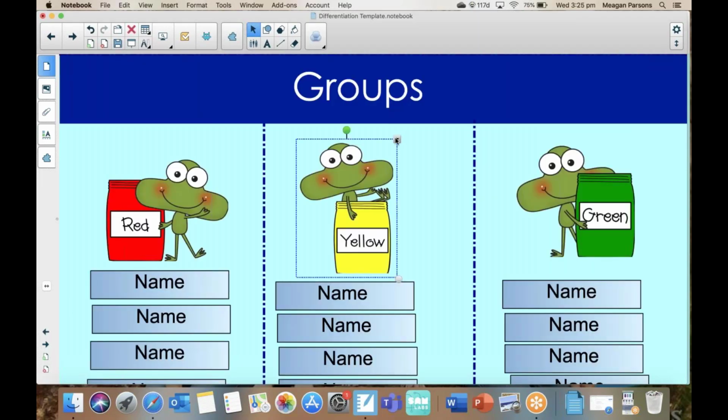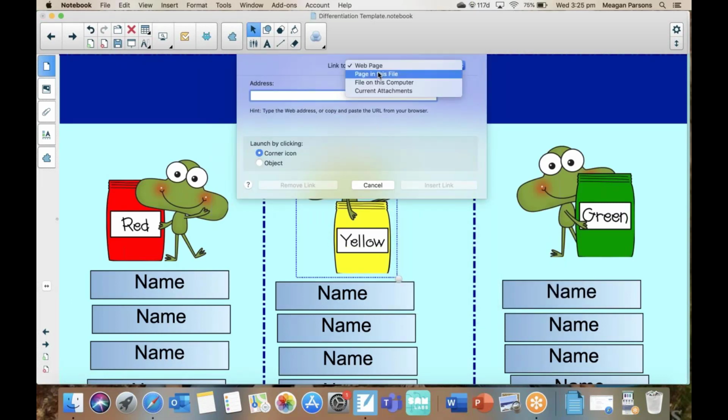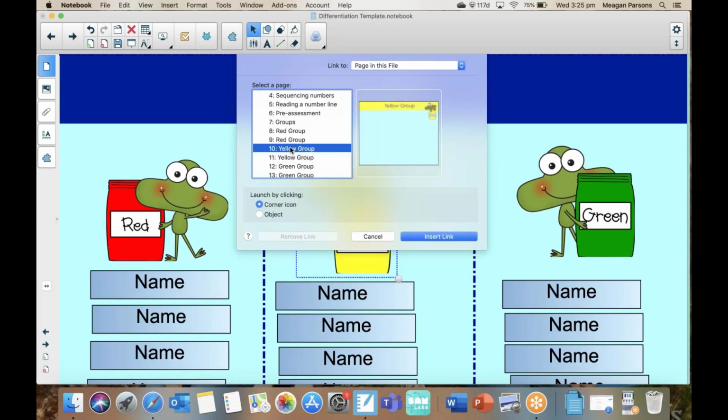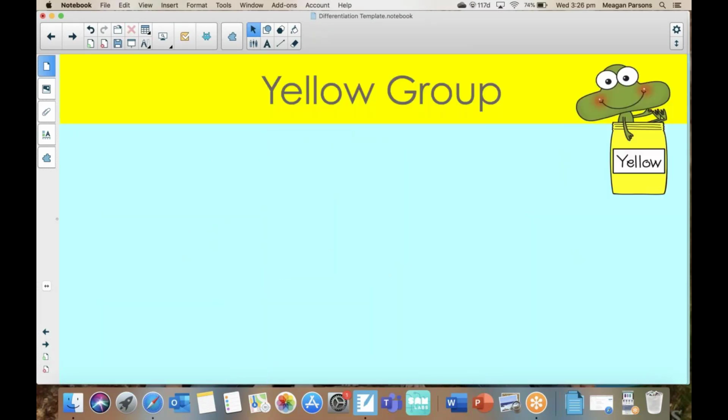So then I can do the same for my yellow. So I link it to a page in this file, and I want my yellow group this time, and I want it to be the object. I click insert the link. So now it will take them straight to that yellow group. So you can just have them working independently throughout that activity on their own.